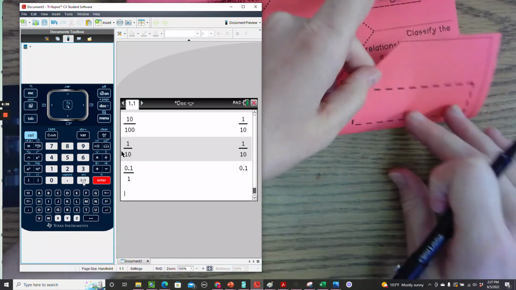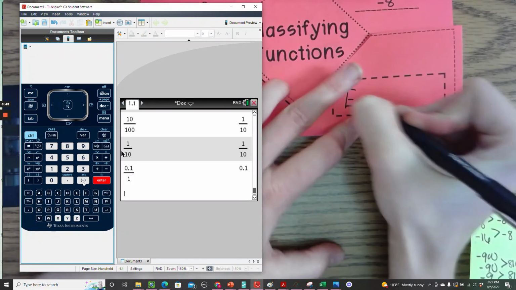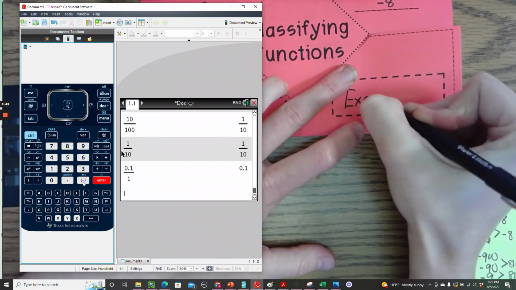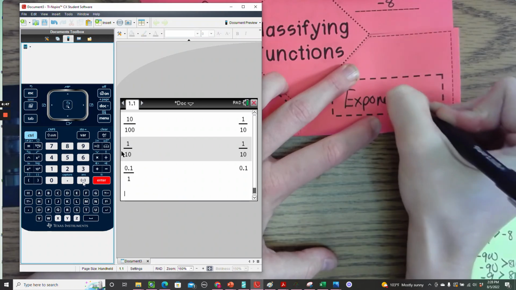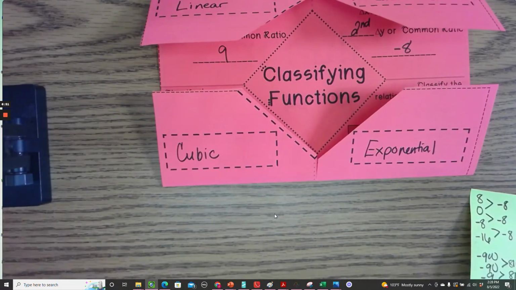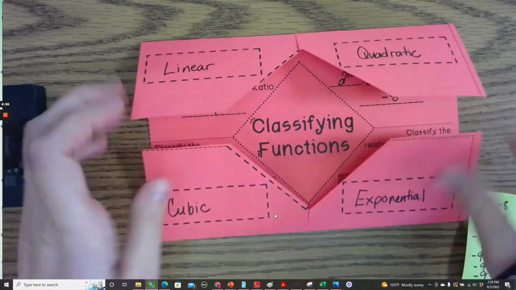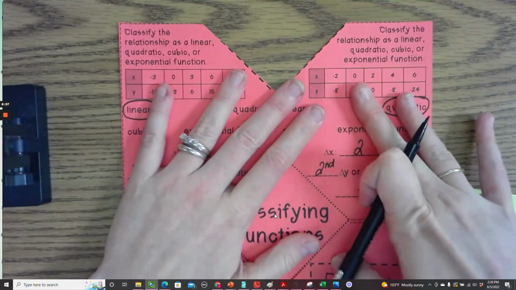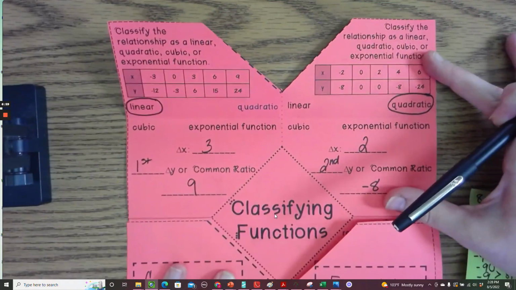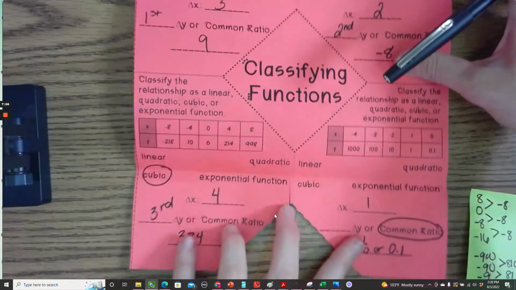So on this one, you're going to write exponential. So here's what the front should look like. Inside, in case you need to pause the video to catch up. Inside.